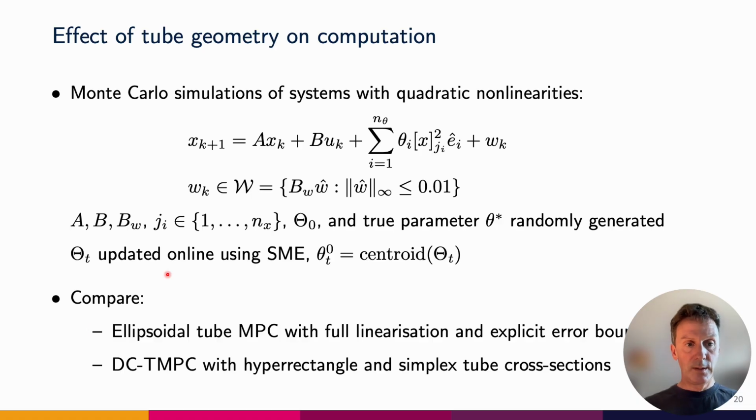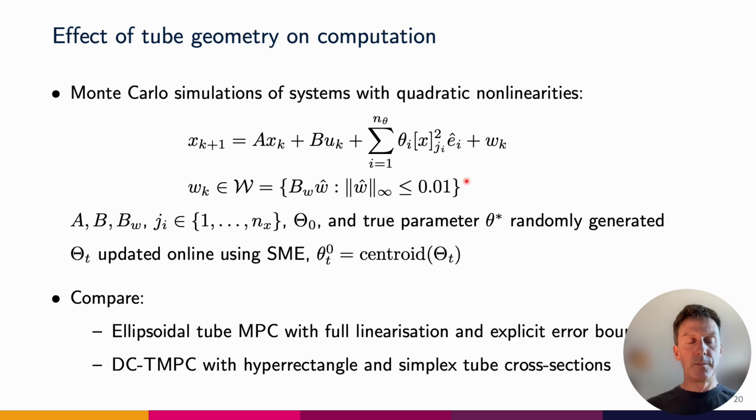To illustrate how the choice of different tube geometries affects computation, I'm going to present some results from Monte Carlo simulations of systems with different sizes. So all of the system models have this general form. It's basically some linear terms plus a quadratic term. And the system parameters here are all generated randomly for each simulation. So we're going to compare the ellipsoidal tube MPC with full linearization and explicit error bounds with a DC tube MPC approach with hyperrectangular and simplex tube cross sections.